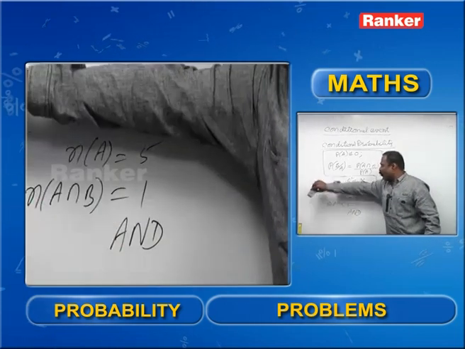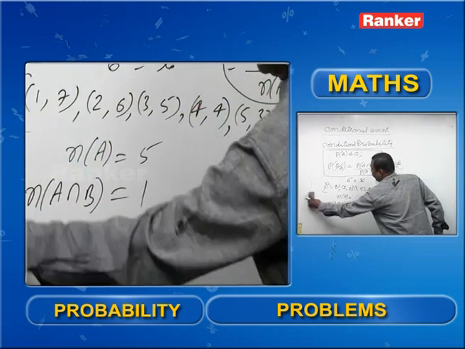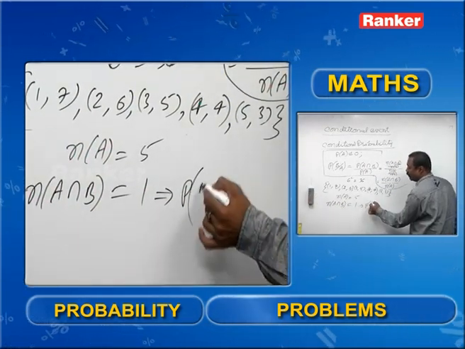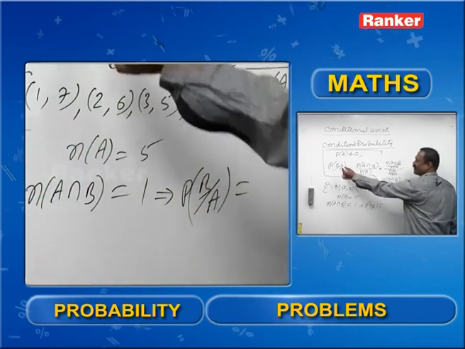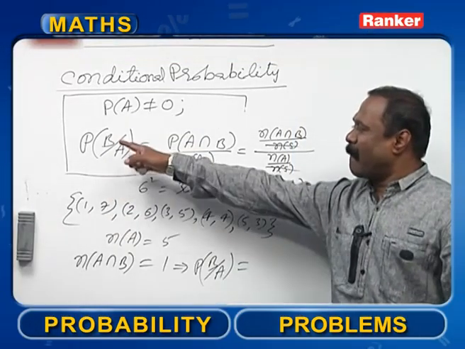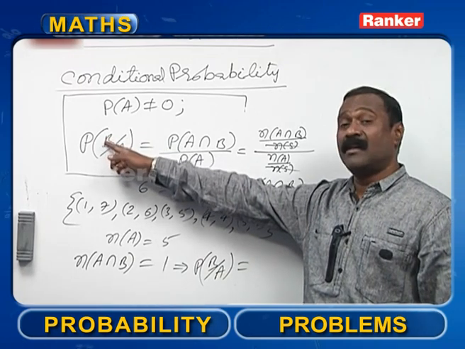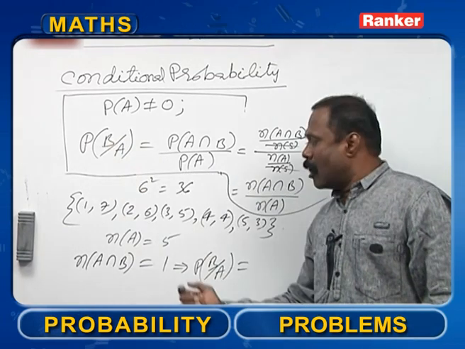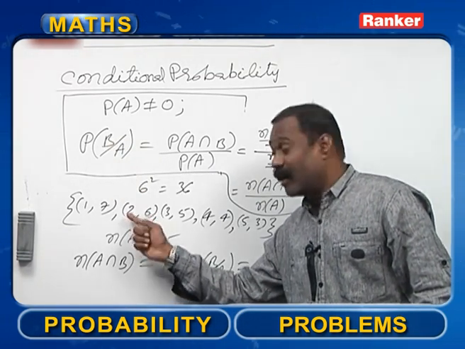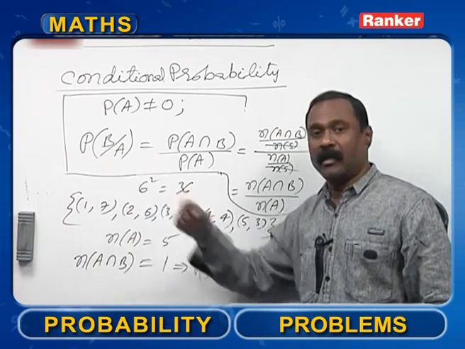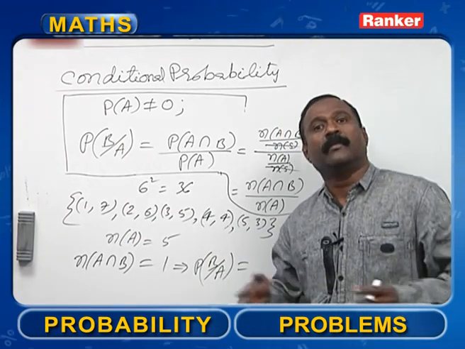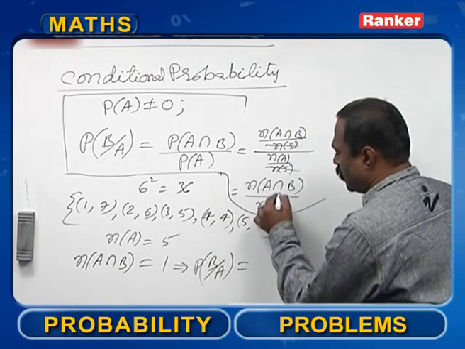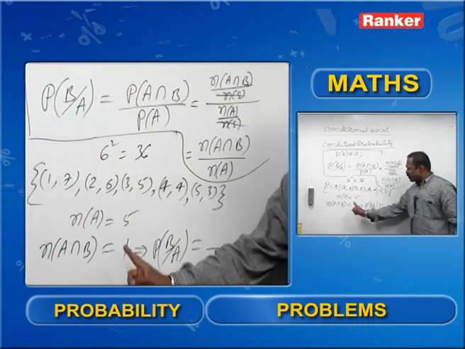So in this case, what should be the required answer? It is nothing but P of B after A. What is B? Getting sum 8 and getting number 2 on it. That is B. What is A? The sum should be 8. How many are there? 5 are there. So here my denominator is fixed at 5, and what is the numerator? 1.